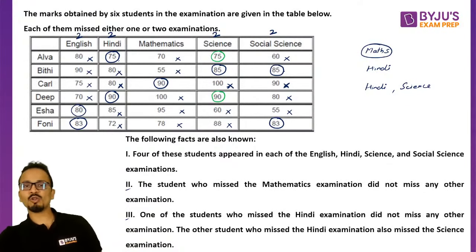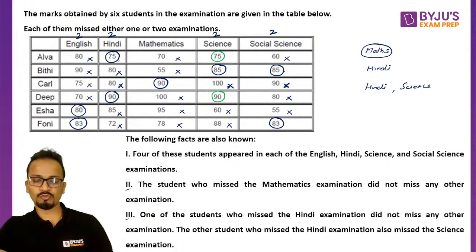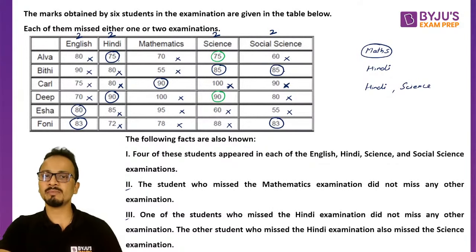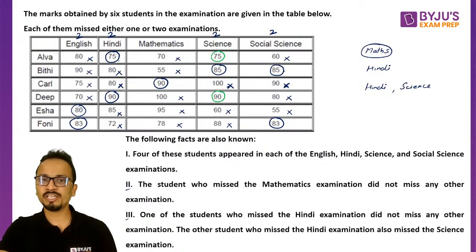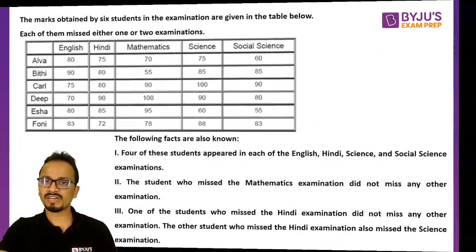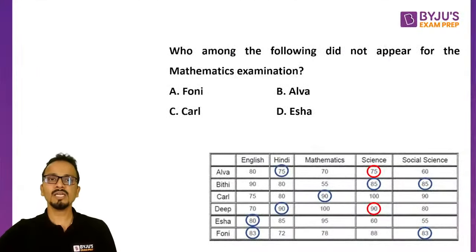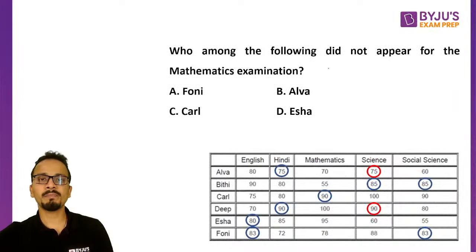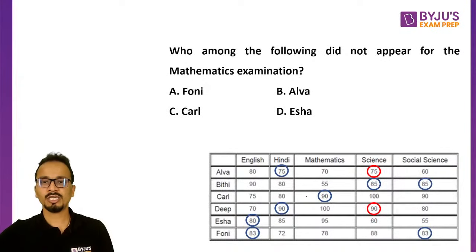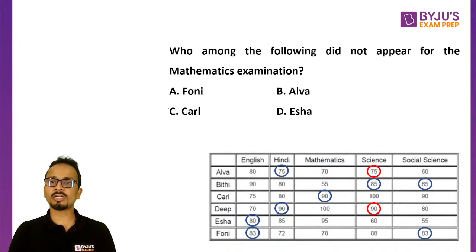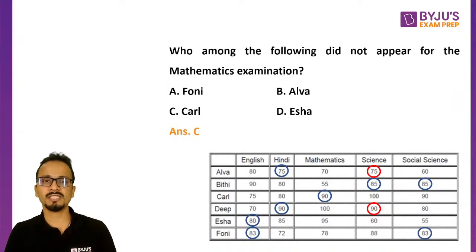Okay, so let's have a look at all the 6 questions. For your convenience, I have drawn the same table with each and every question. Let's move on to the first question. Who among the following did not appear for the maths examination? It is Carl. So Carl did not appear for the maths examination. The answer should be option C.